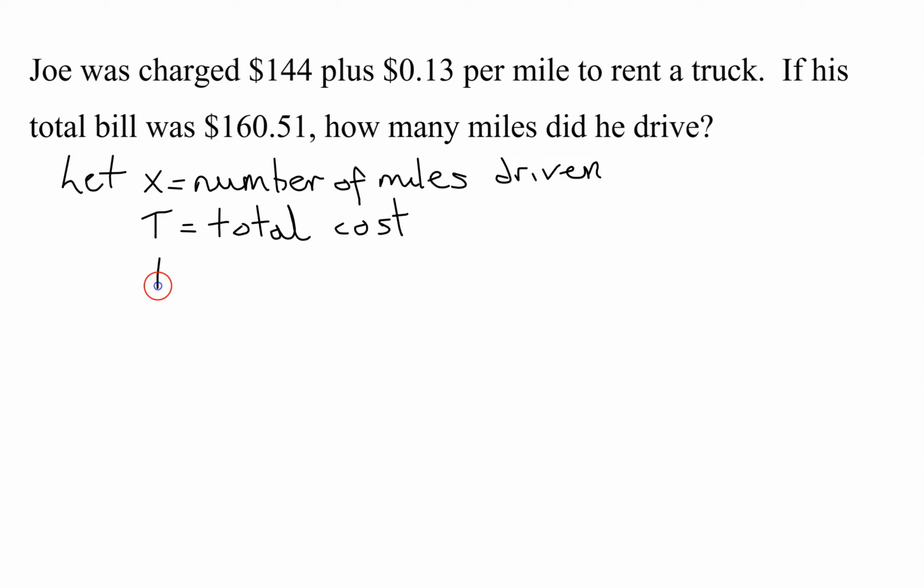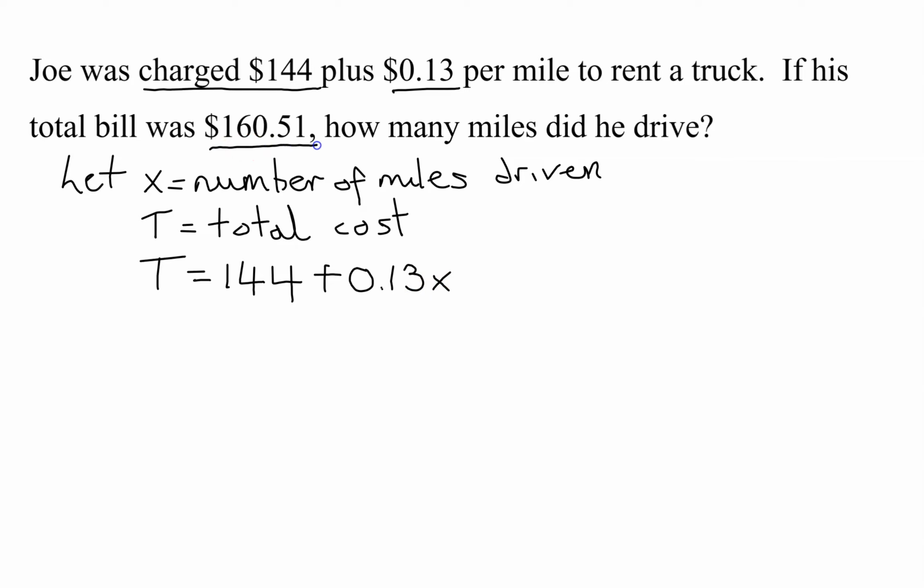So how did they figure out his total bill T? The total bill was $144 to start with. That's independent of the number of miles he drove. And then he got charged extra depending on how much he drove. So you can see he was charged 13 cents a mile. So 1 mile cost him 13 cents, 2 miles, 2 times 13 is 26 cents. So since he drove x miles, it's going to be 0.13 times the number of miles he drove, which is x.